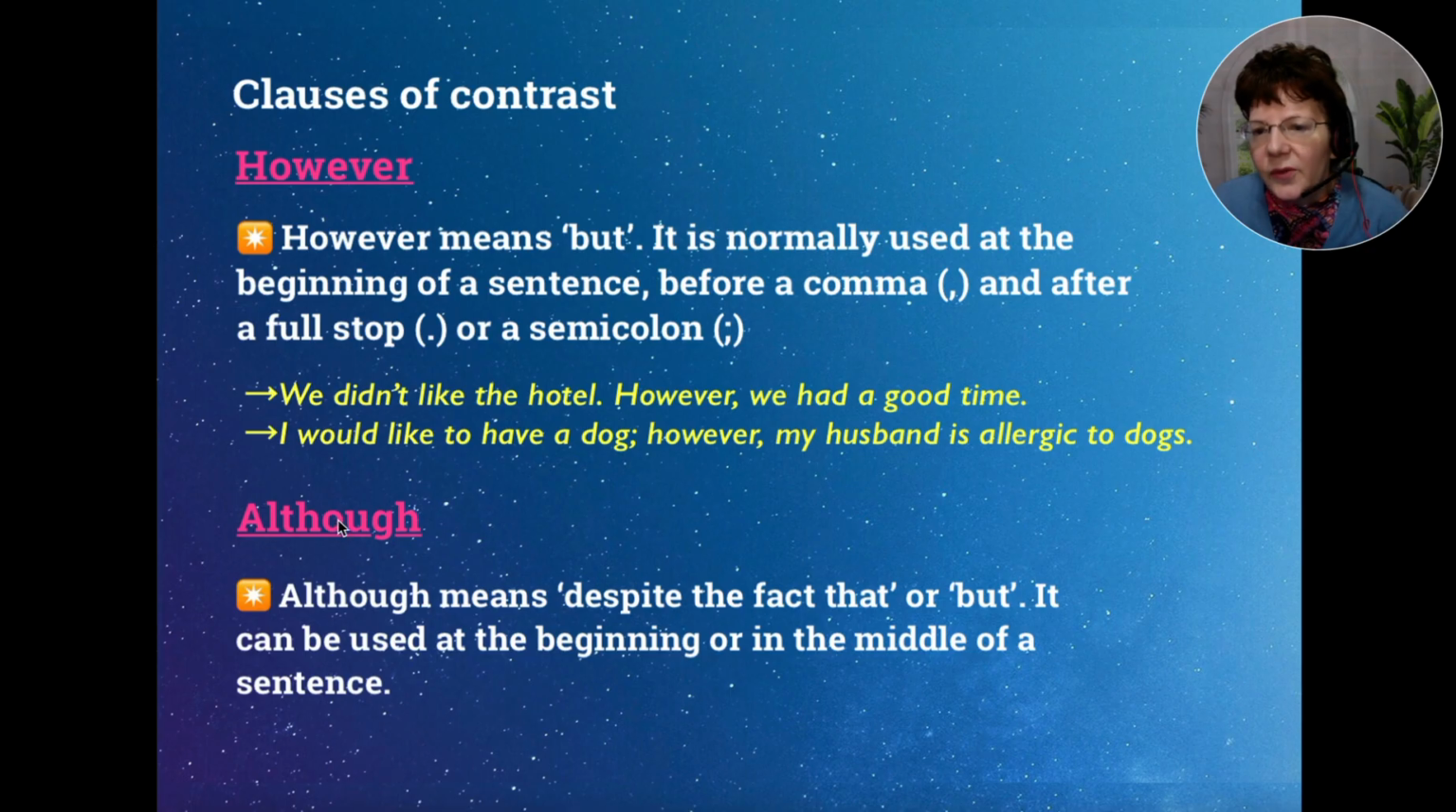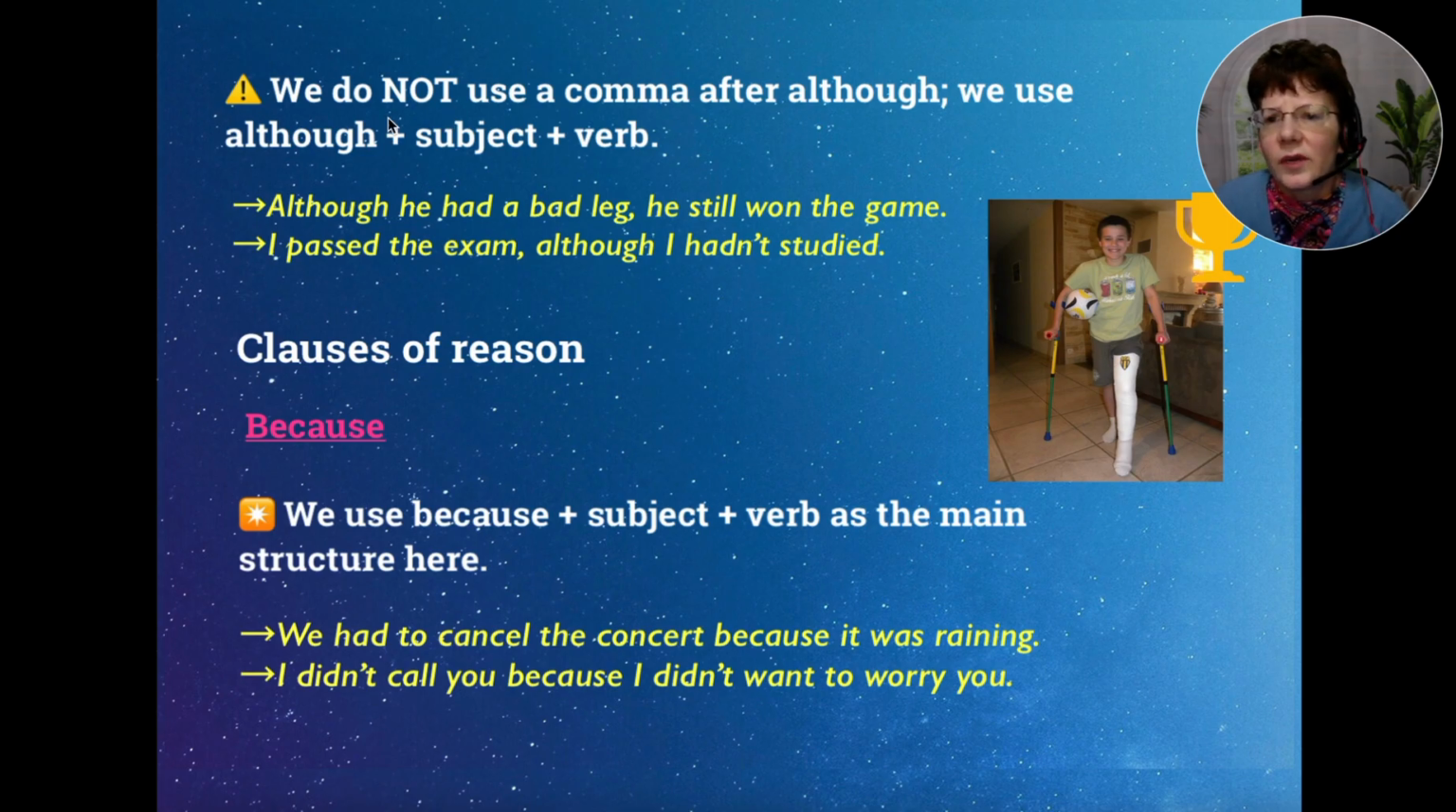How about although? Although means despite, despite the fact that, or but. It can be used at the beginning or in the middle of a sentence. We do not use a comma after although. We use although plus subject plus verb. An example is: although he had a bad leg, he still won the game. You can see in this picture. And then: I passed the exam, comma, although I hadn't studied.